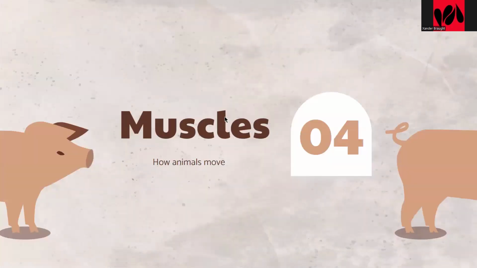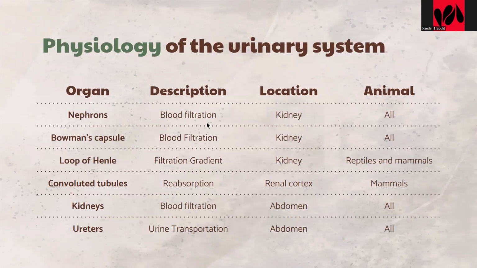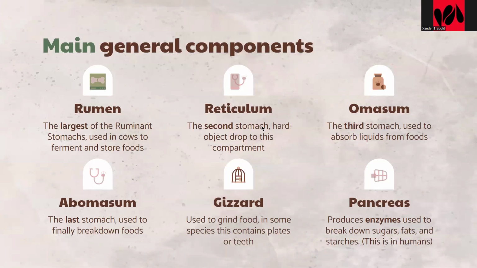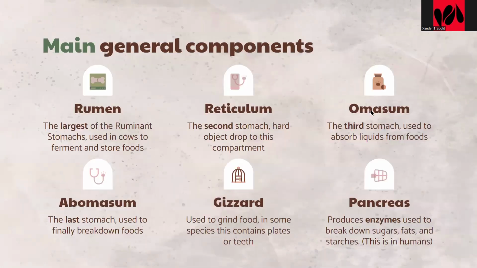The main takeaway from this course I would like you all to know is the organ functions. So kidney, blood filtration, liver, metabolism, homeostasis, or making sure your metabolism's at appropriate level, bladder, urine storage. These you can know as well, but they're not as useful. The digestive system steps. This is very important. So mouth, stomach, intestines, and then anus.